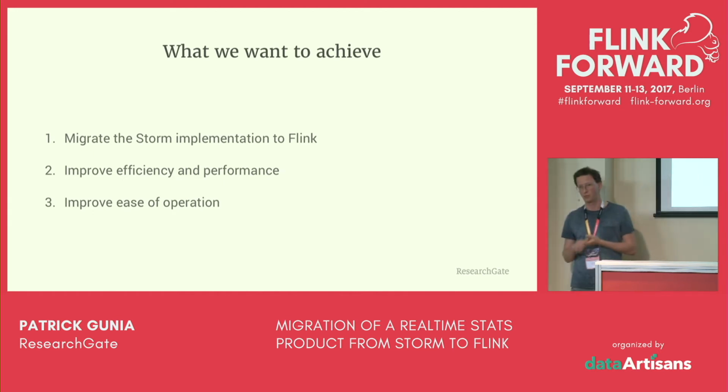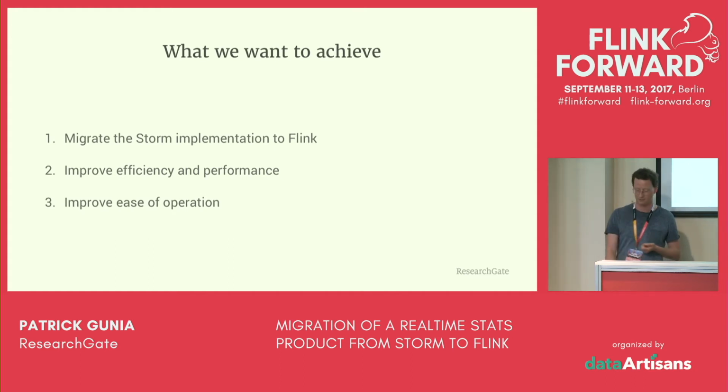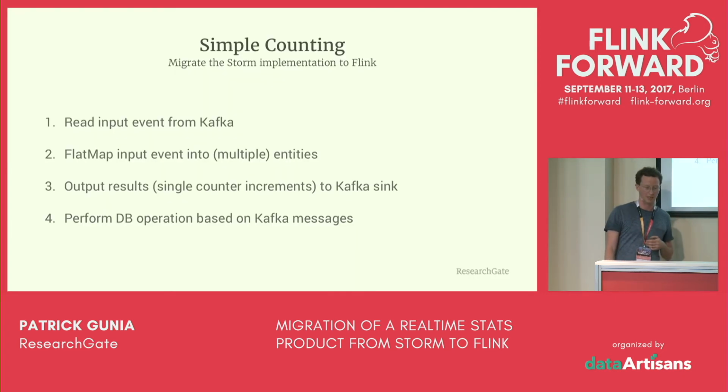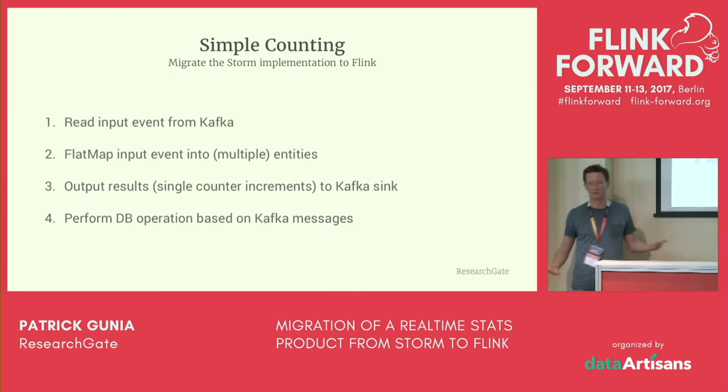Second, we want to improve efficiency and performance of the systems, thus getting better behavior of our database operations. And the third one is we want to improve the ease of operation that we have. So let's take a look at the baseline implementation. The basic logic was to really take the processor and the topology that we had in Storm, have it migrated over to a Flink processor and see what comes out of that. And basically it does the following steps.